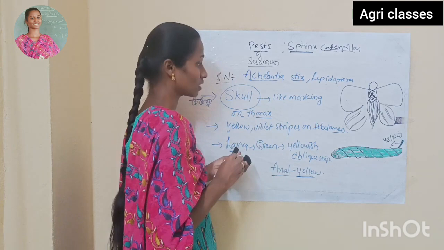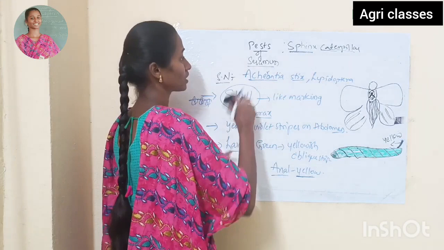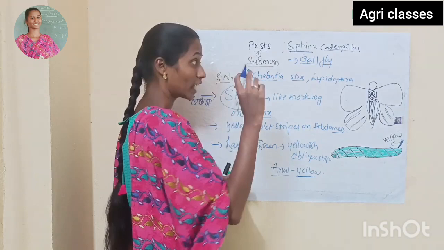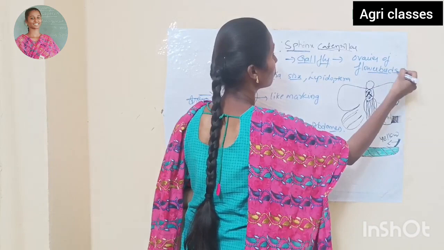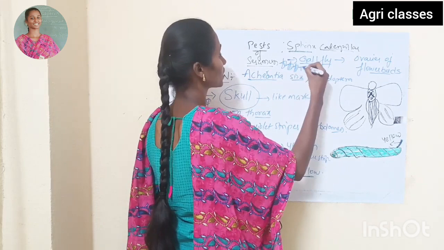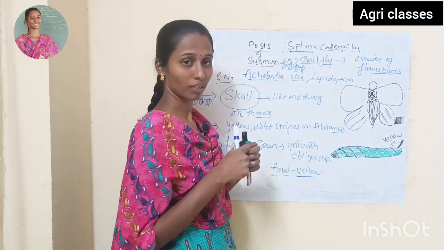And another important point related to pests of sesamum, gall fly. A small mosquito like fly lays eggs, inserting the eggs into the ovaries of the flower buds. This is different from other types of pest. Okay, so this is also important objective for competitive exams. So these are the important points from pests of sesamum.